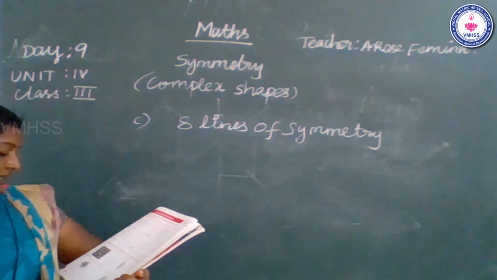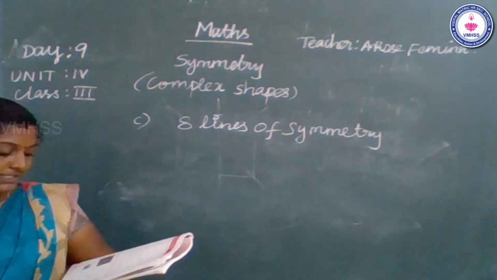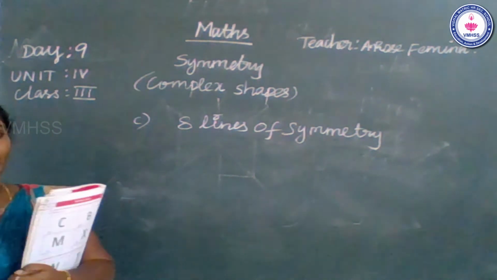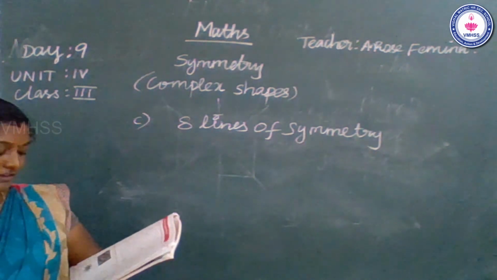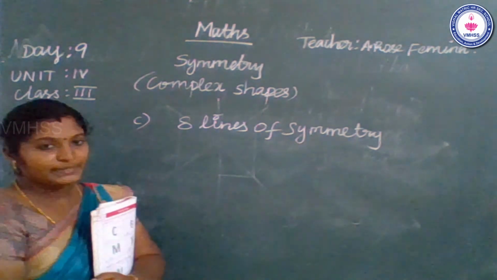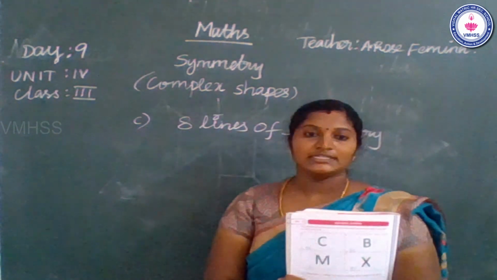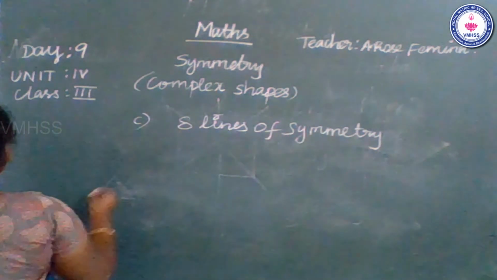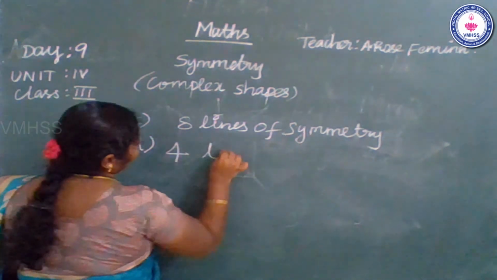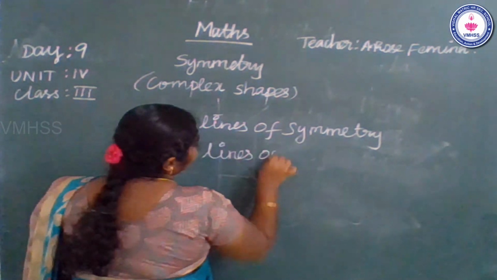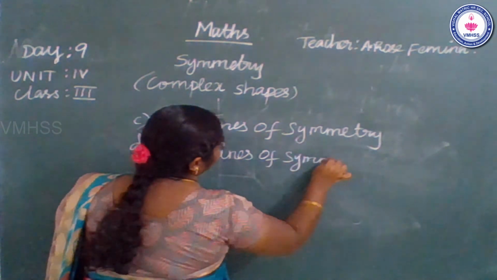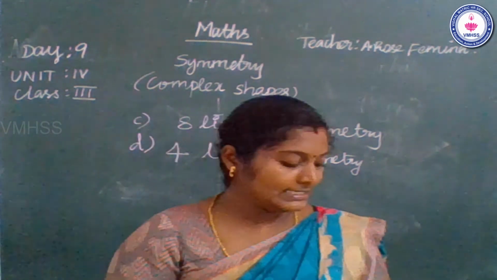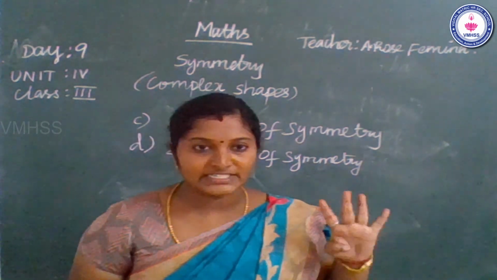So last one, students, you tell the answer. Write the number of lines of symmetry for the shape. So please identify. Are 2 lines of symmetry the correct answer? No. 3 lines of symmetry? So the correct answer is 4 lines of symmetry. So once again, first one, 4 lines of symmetry.